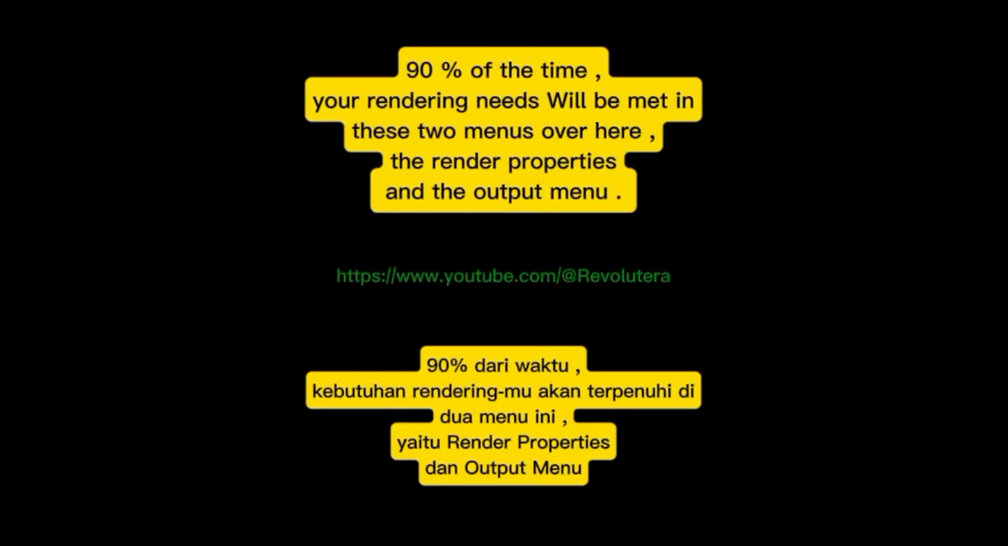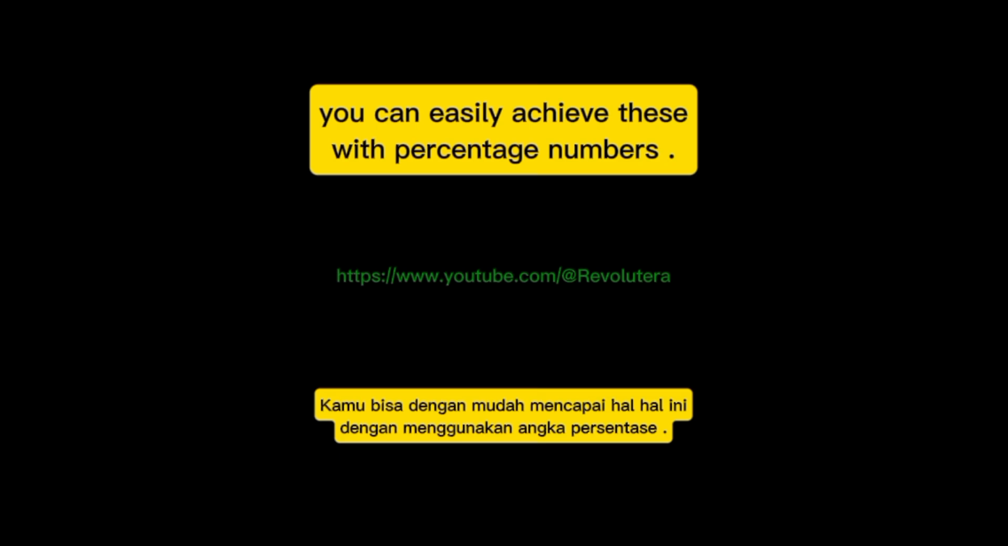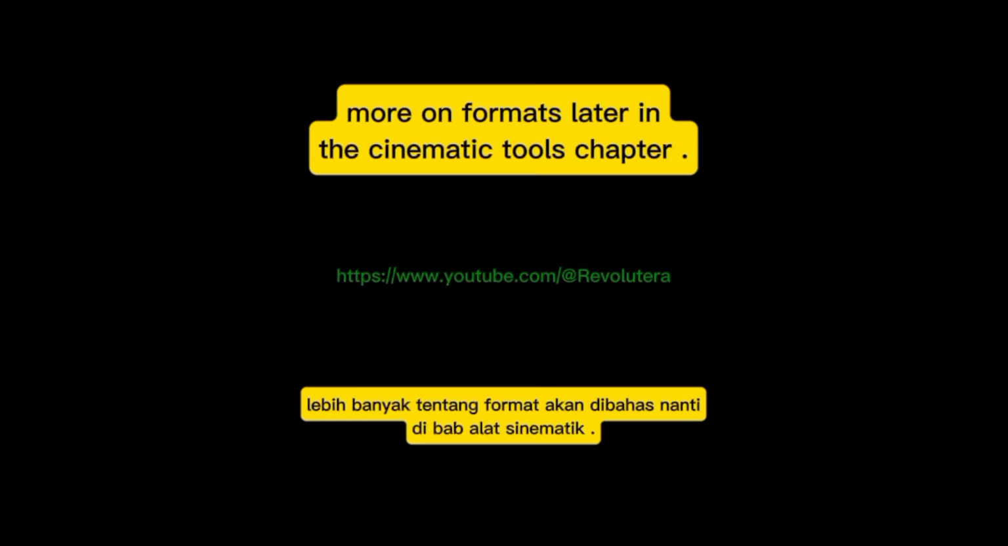90% of the time, your rendering needs will be met in these two menus over here, the render properties and the output menu. Let's actually start with the second one, the output menu. You can easily achieve these with percentage numbers. More on formats later in the Cinematic Tools chapter.